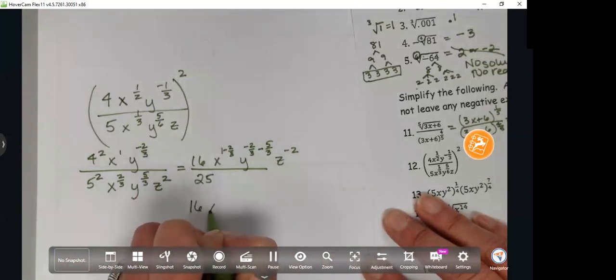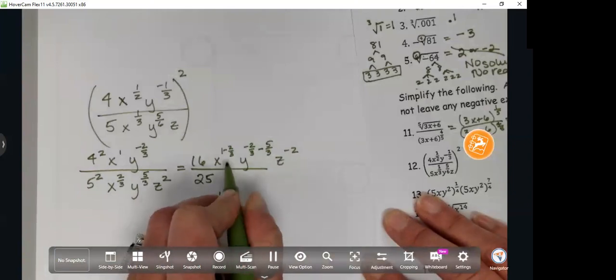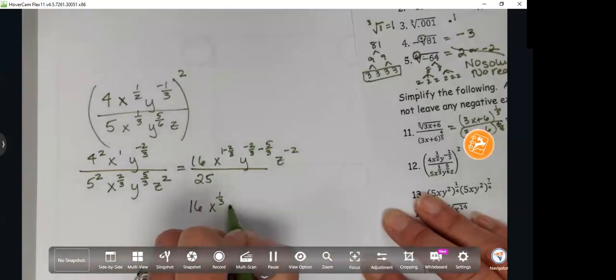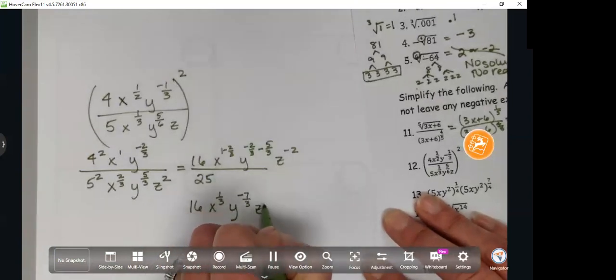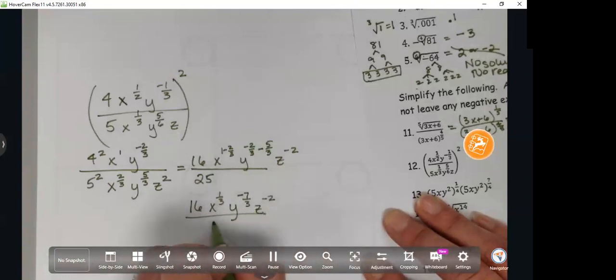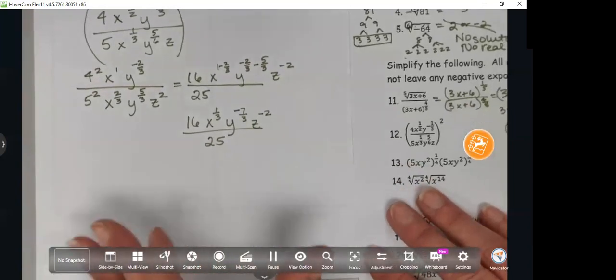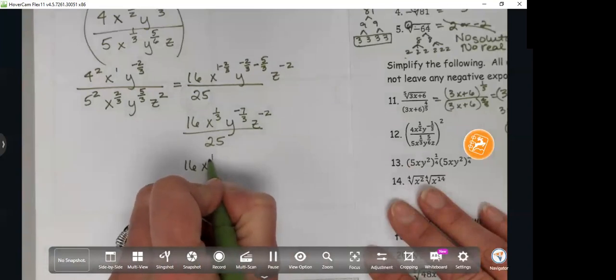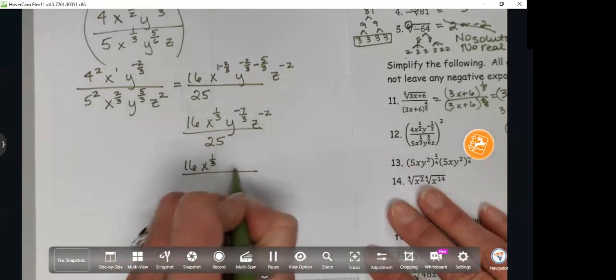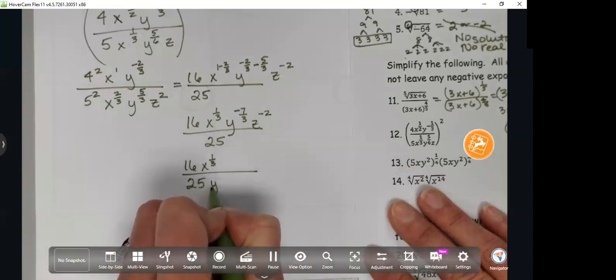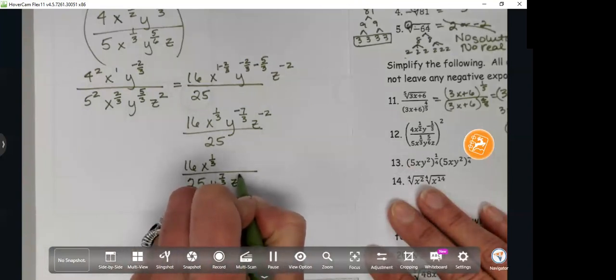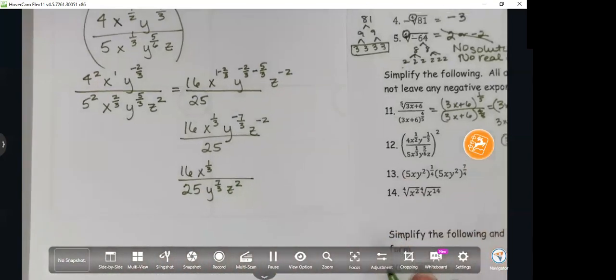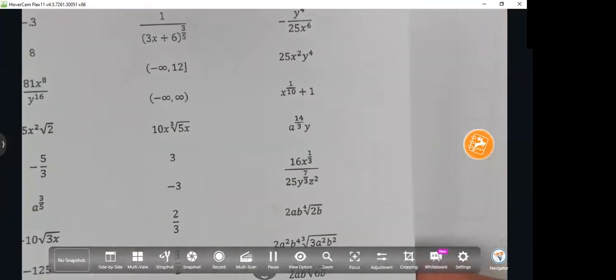So this is going to be 16x to the 1/3. 1 minus 2/3 is 1/3. y to the negative 7/3, z to the negative 2, all over 25. And now I need to move my negative exponents below. 16x to the 1/3 divided by 25, y to the 7/3, z squared. Those are negative, they go below. So then I'm just going to check and make sure. And there it is. Okay.